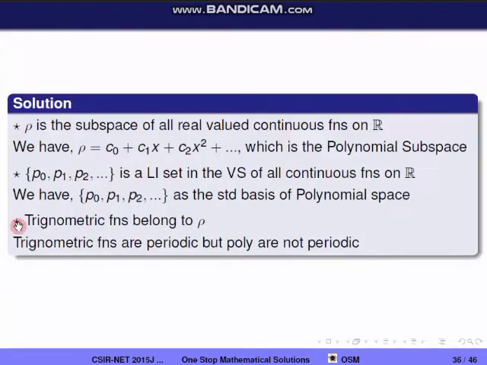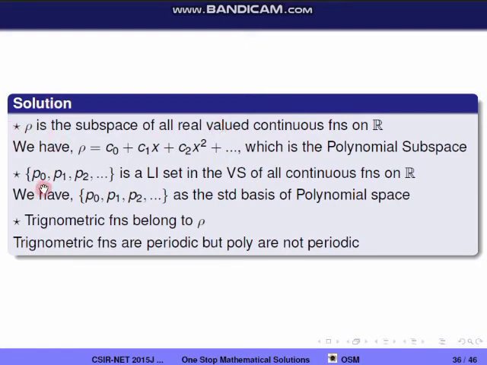Now we'll check the next option. Second option, rho is a subspace of all real valued continuous functions on R. We have rho is equal to c0 plus c1x plus c2x squared, which is essentially the polynomial subspace of continuous functions. So option 2 is correct.